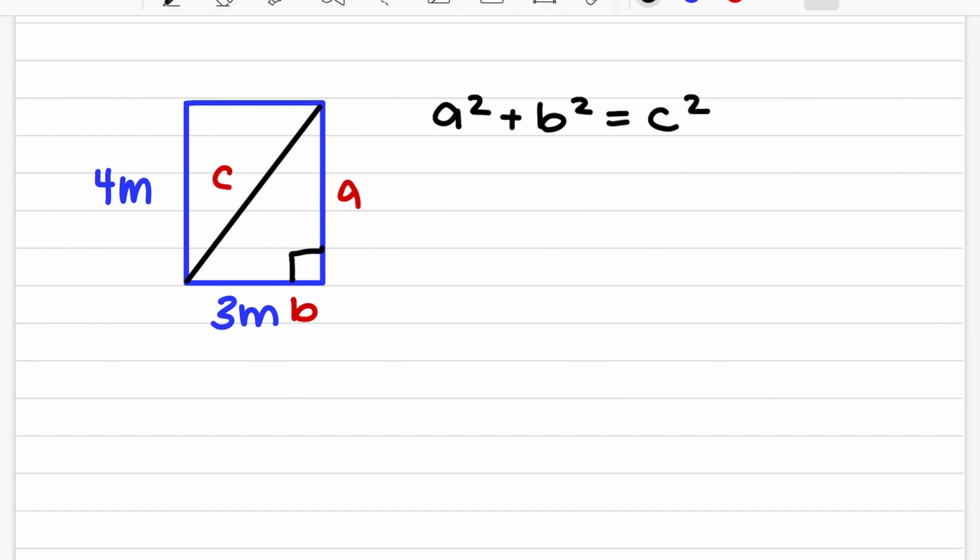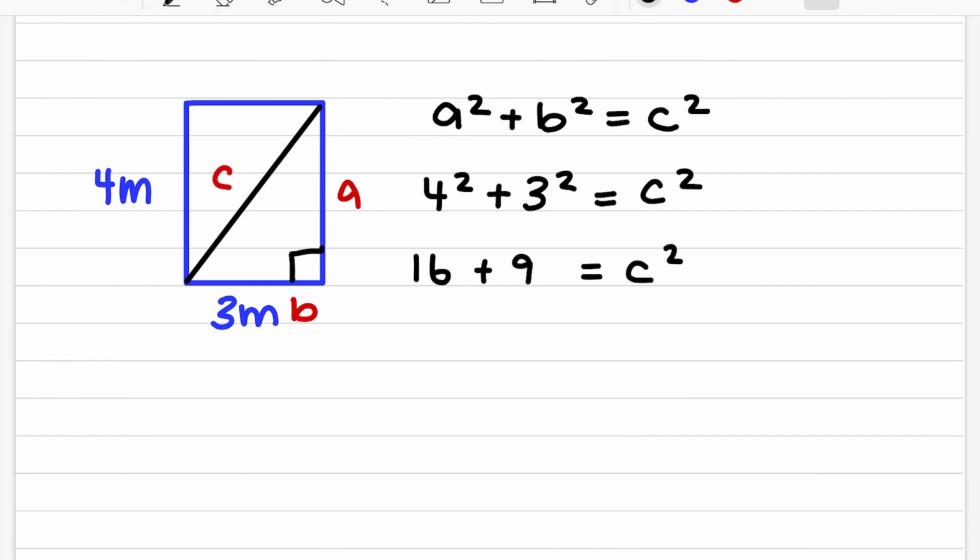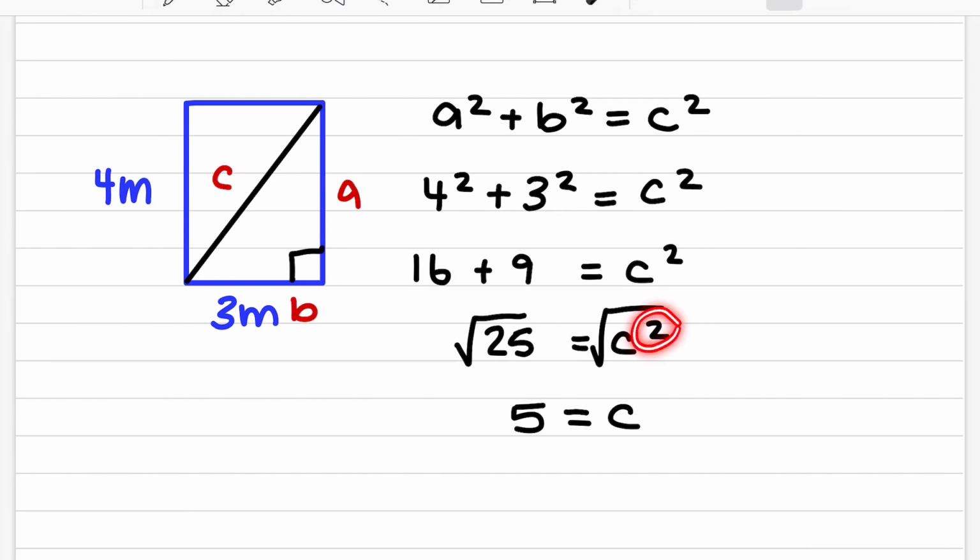So in this case, we have 4 squared plus 3 squared is equal to c squared. So we know that 4 squared is 16, 3 squared is 9. We can add those together to get 25 is equal to c squared. Now to get rid of that squared, we're going to take a square root because that's the opposite operation. So we get 5 is equal to c. If you didn't know what to do with the square root, you can just think to yourself what number times itself, because that's what a square is, would give me 25.